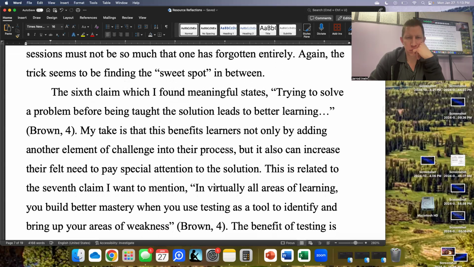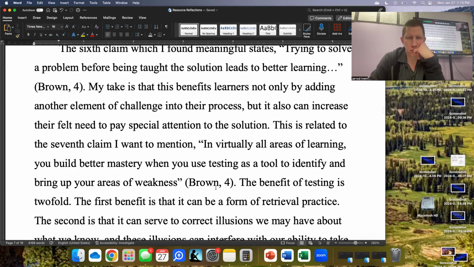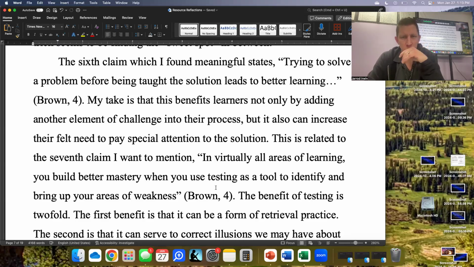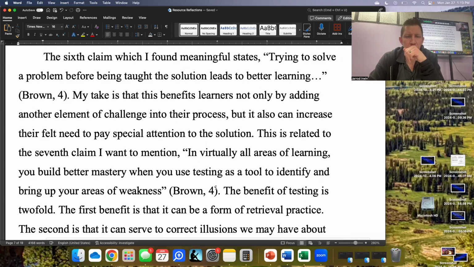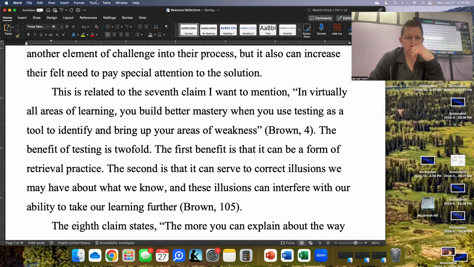Trying to solve a problem before being taught the solution. Well, that would only make sense because then, as an educator or a teacher, you might be able to find the starting reference point for understanding these things, and how and where to take them from there. If they're able to troubleshoot with what they already have learned, you know where they are and where you need to take them. Would you agree? Sure.